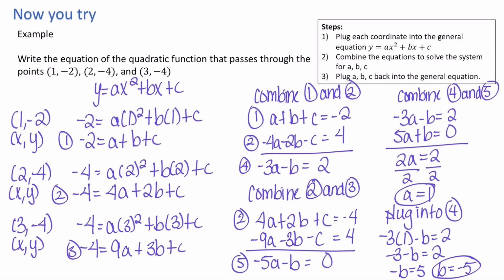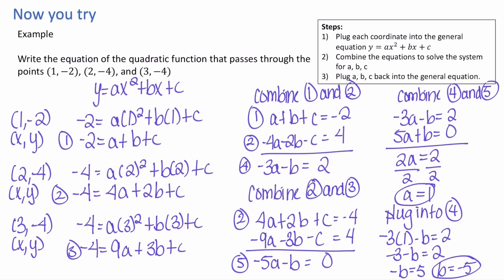Then I combined equations 2 and 3 by multiplying equation 3 by negative 1, which gave me equation 5, which is negative 5a minus b equals 0. Then I combined equations 4 and 5. I once again had to multiply equation 5 by negative 1 in order to get b to cancel out. So when I did that, I found that a equals 1.